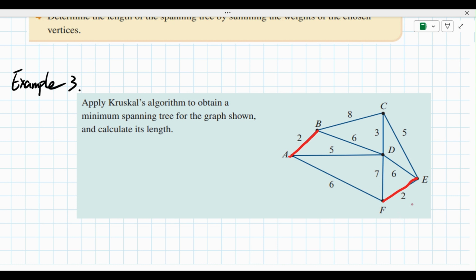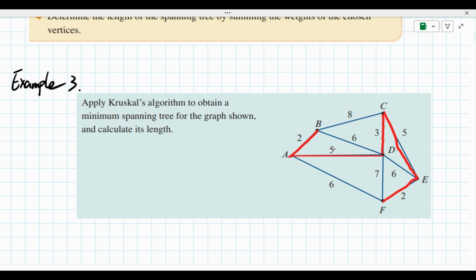And the next edge we're choosing is C and D because it's weight 3. And the next one is 5, because 5 is the next weight. So we're choosing 2 edges, A to D and C to E.